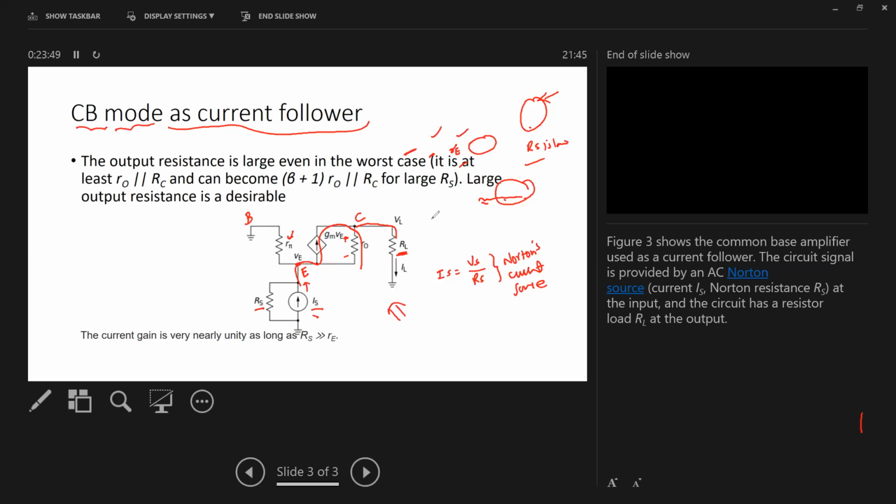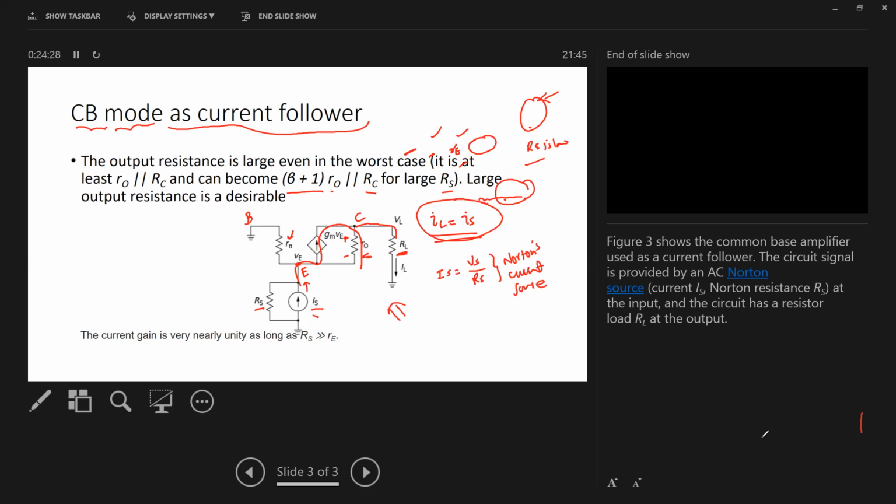Okay, so we say that the output current in RL is equal to IS, that is the input current. In this case, the output resistance is large. Even in the worst case, it is at least RO in parallel with RC, and can become beta plus 1 times RO in parallel with RC for large RS. And large output resistance for a current follower is desirable. And current gain, as I said, is equal to 1.